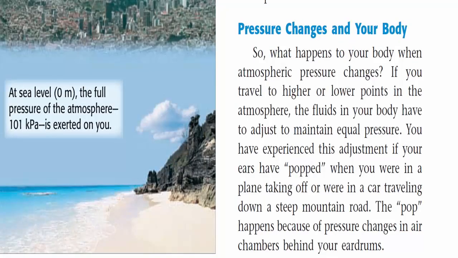So, what happens to your body when atmospheric pressure changes? If you travel to higher or lower points in the atmosphere, the fluids in your body have to adjust to maintain equal pressure. You have experienced this adjustment if your ears have popped when you were in a plane taking off or were in a car traveling down a steep mountain road. The pop happens because of pressure changes in air chambers behind your eardrums.